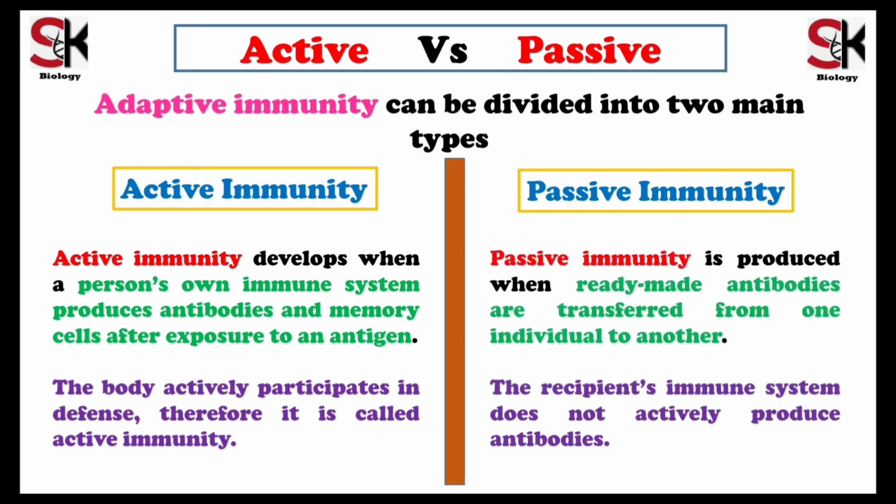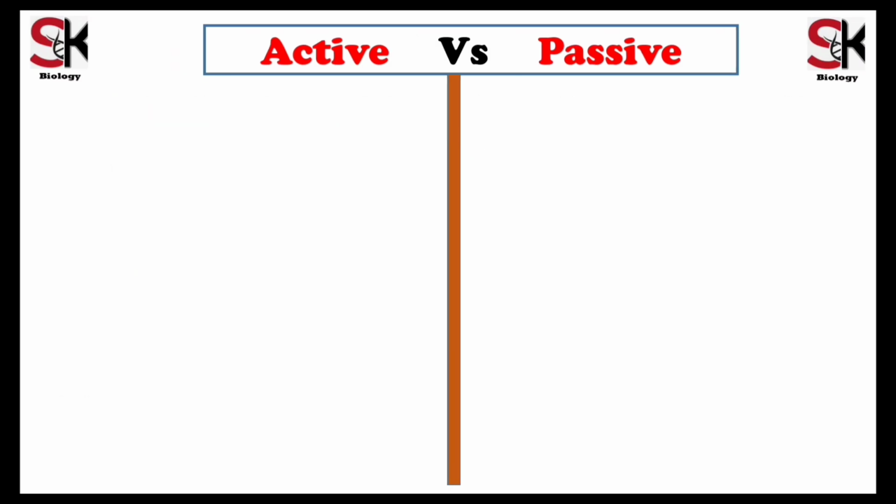On the other hand, passive immunity occurs when ready-made antibodies are transferred from another individual or a source. Here, the recipient's immune system does not actively produce antibodies. So, it is called passive immunity.